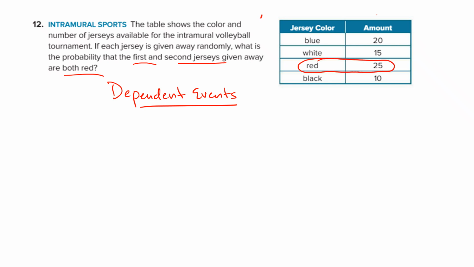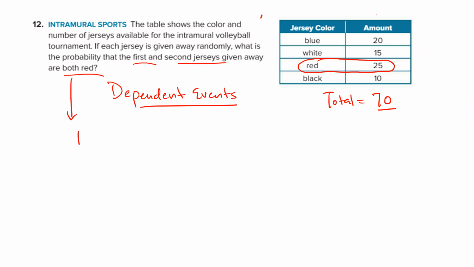How many are red? 25. Let's do the total also, because we need to find the total number of outcomes. So let's add all the numbers: 20 plus 15 plus 25 plus 10. So the total is 70. Yeah, total number of outcomes.